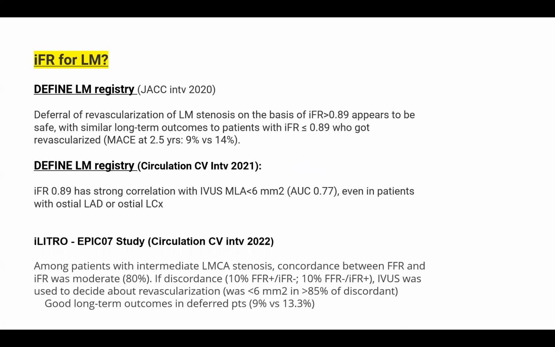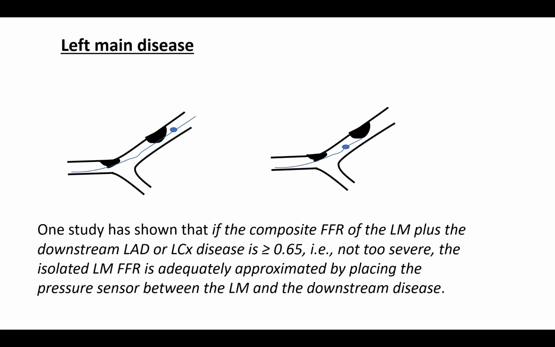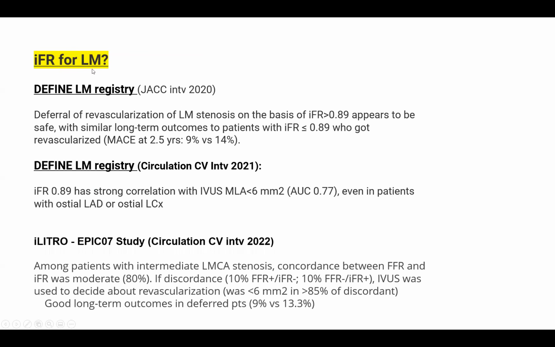Now, how about using IFR? Because as I mentioned, IFR is advantageous in serial stenosis, and in theory, IFR may be more advantageous in left main disease where you have most often serial and branch vessel disease. Several registries have shown that IFR is applicable for left main, and deferral of left main revascularization based on IFR was associated with similar long-term outcome to patients with significant IFR who get revascularized. And another registry has shown that IFR of 0.89 has a strong correlation with IVUS MLA less than 6 millimeters square, even in patients with ostial LAD or ostial left circumflex.